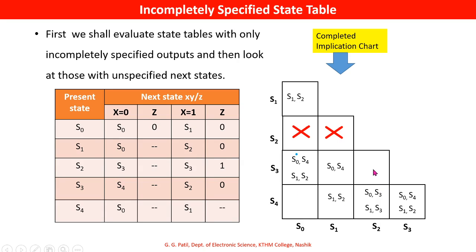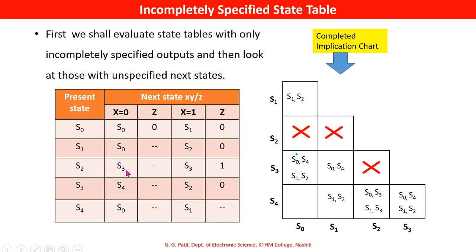The next square is S2 S3. Check the output: specified, unspecified, here 1 and 0. So they cannot be compatible. So an X cross mark is placed here. S2 S4, check the output conditions. Unspecified and one specified can be compatible.